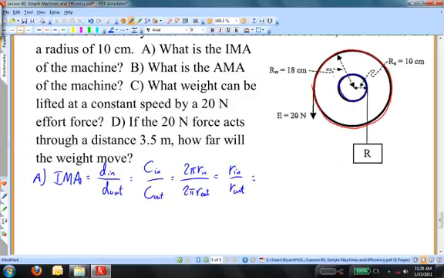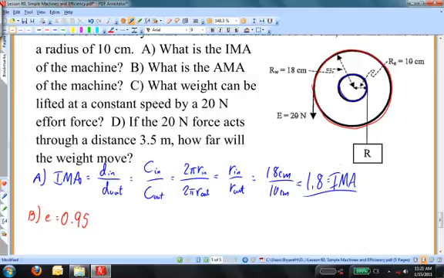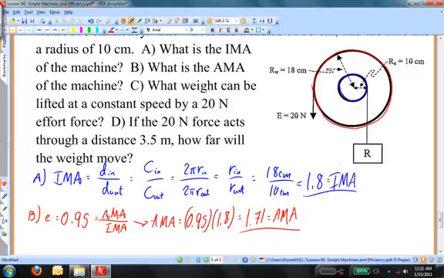So now if I put in the radius of the wheels, I'll figure out what my ideal mechanical advantage is. I find that the ideal mechanical advantage is 1.8. Alright, well what about the actual mechanical advantage? They tell me that I have an efficiency of 95%. But that efficiency is the ratio of the actual mechanical advantage divided by the ideal mechanical advantage. Since I know what the ideal mechanical advantage is, I can solve that for the actual mechanical advantage. I'm going to do that and put in the numbers. I get that the actual mechanical advantage is just over 1.7.